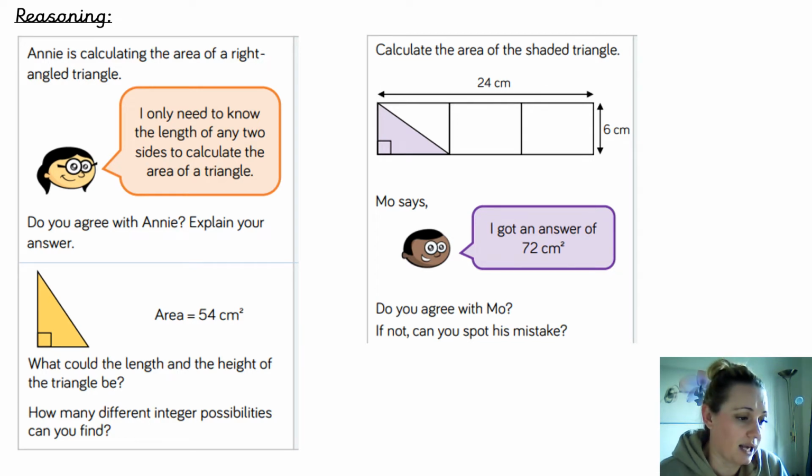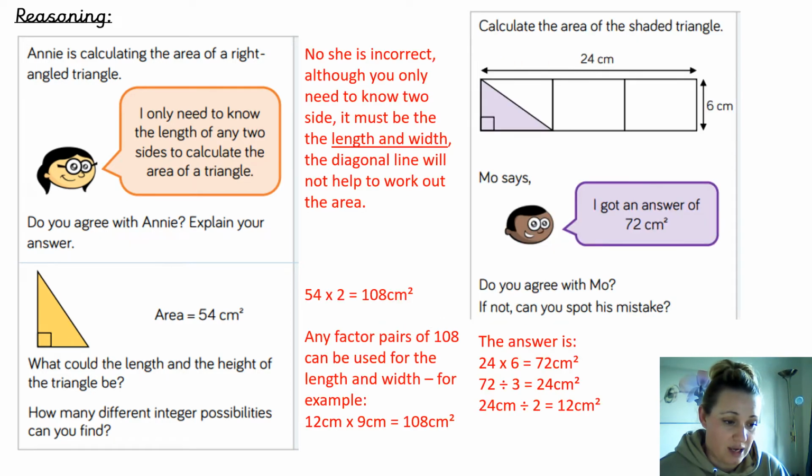Okay, so it said Annie's calculating the area of a right angled triangle. She said I only need to know the length of any two sides to calculate the area of a triangle. Now she's right in some respects because you need to know the length of two of the sides, but she said any two sides. It's not any two sides, it's got to be the length and the width. So the answer there is she is incorrect. Although you only need to know two sides, it must be the length and the width. The diagonal line will not help to work out the area.